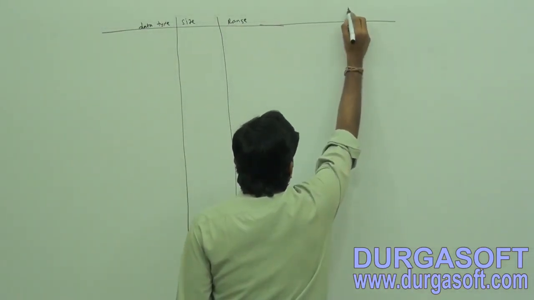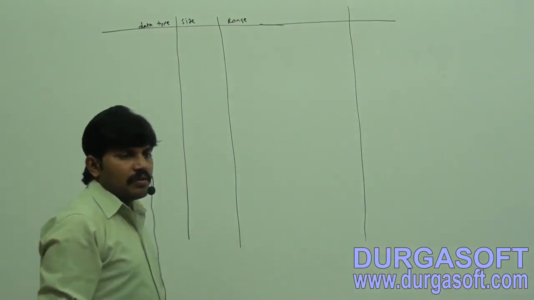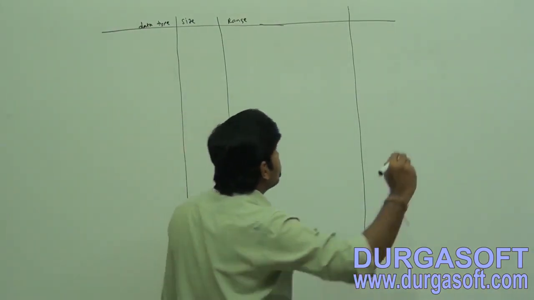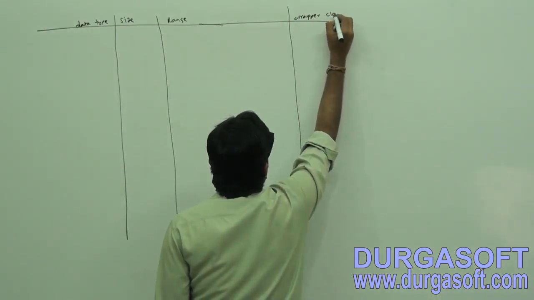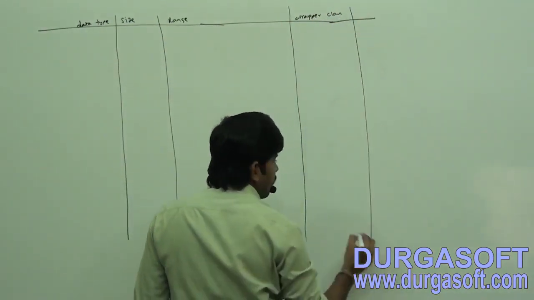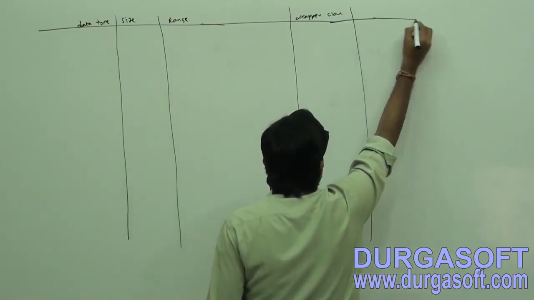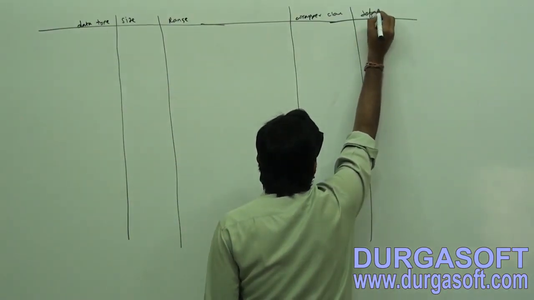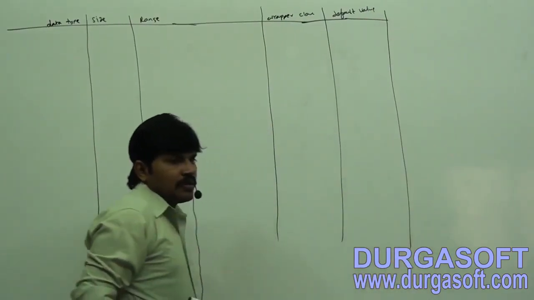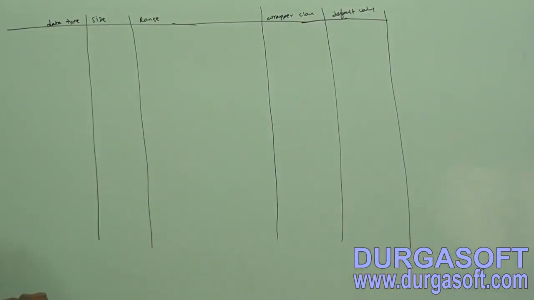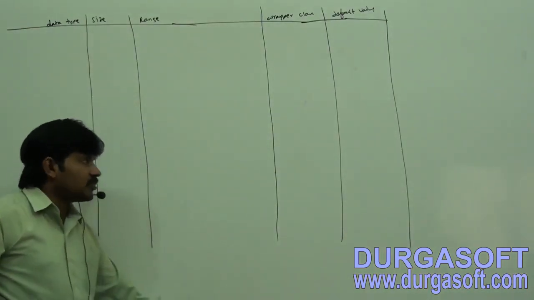Next, for every data type, do you know a corresponding wrapper class is there? For every data type, a corresponding wrapper class is there. For every data type, a corresponding default value is also there. If we are not providing any value, then the JVM is always going to provide a default value, right? So what is the default value? Let me include that part also.